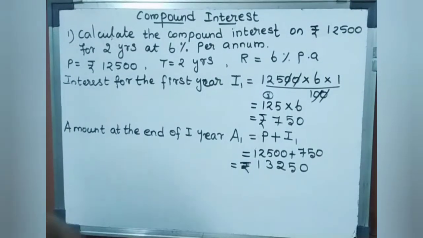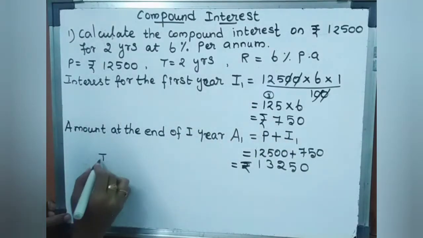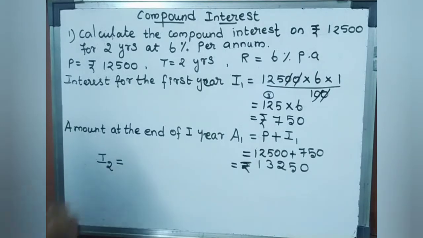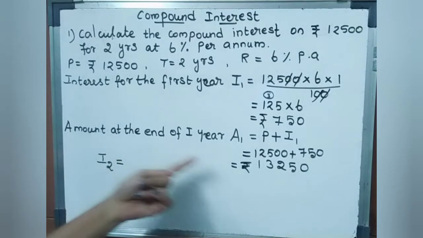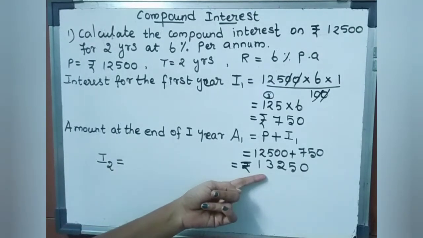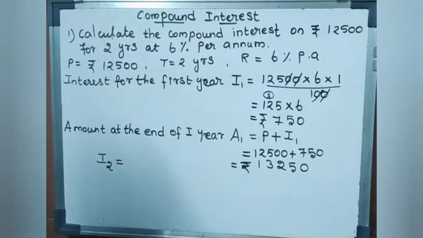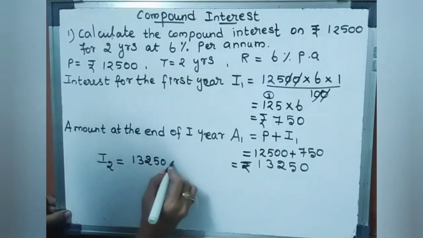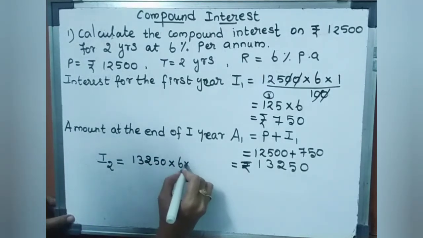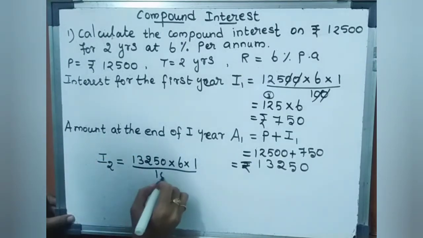The same process should be continued for the second year also. So instead of writing this full statement, I am going to take I2. When we are calculating I2, that means interest for the second year, the first year amount will become the new principal. That means A1 is considered as principal for the second year. So I am taking 13,250 into 6 percent. The second year time is 1 period. So 1 year, divided by 100.